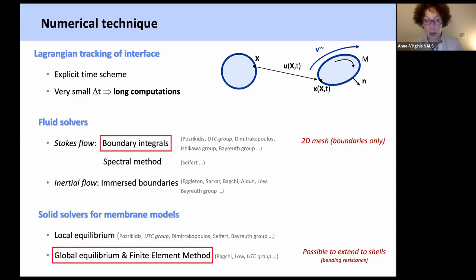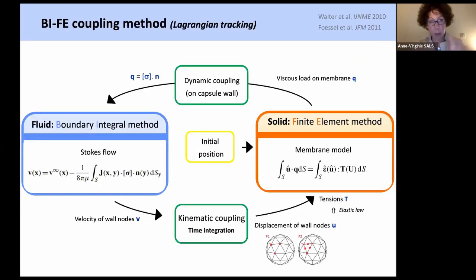One advantage of using the finite element method is also that we can extend the numerical codes to shells. And so there is the possibility to include bending resistance. Now, just as a schematic here, I'm showing you how the code will work and how the coupling works out. At any time, you always know where the nodes are. So you know the displacement of the nodes, whether you're at the initial time or at any time t. So this is the beginning of the fluid structure loop.